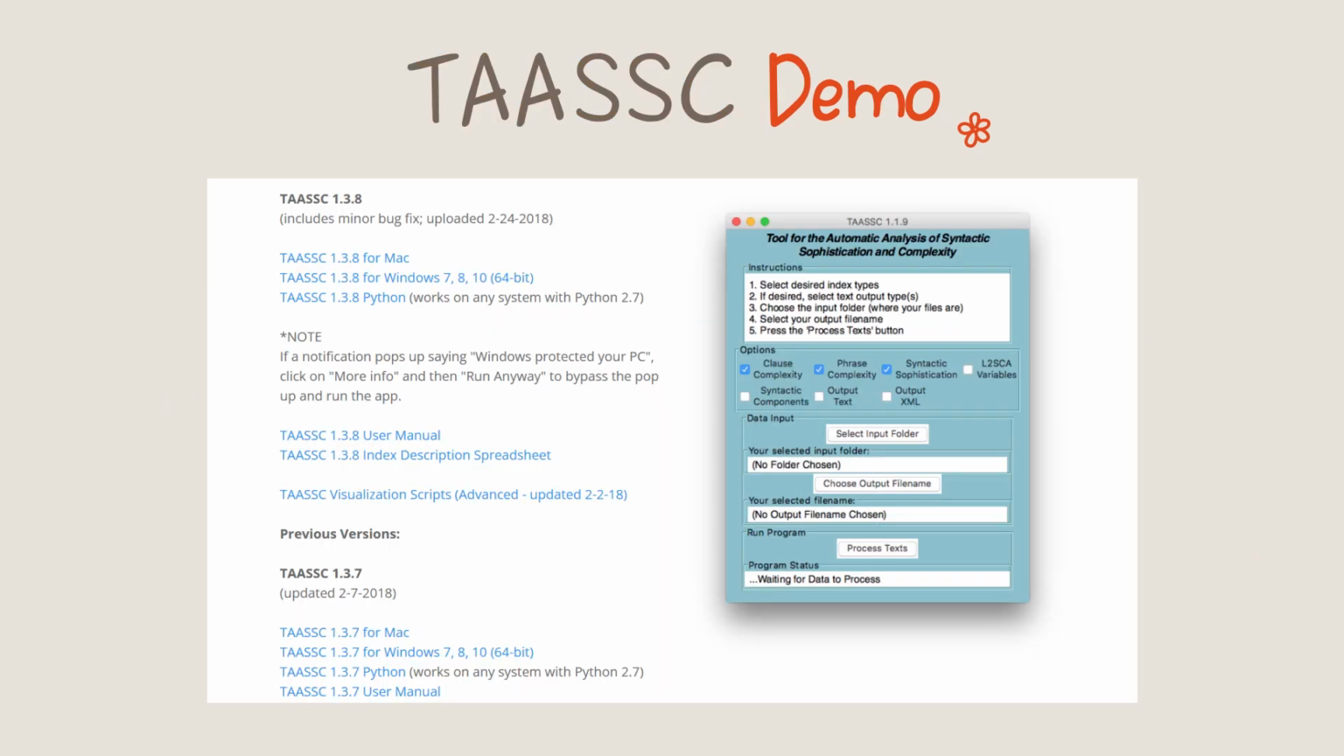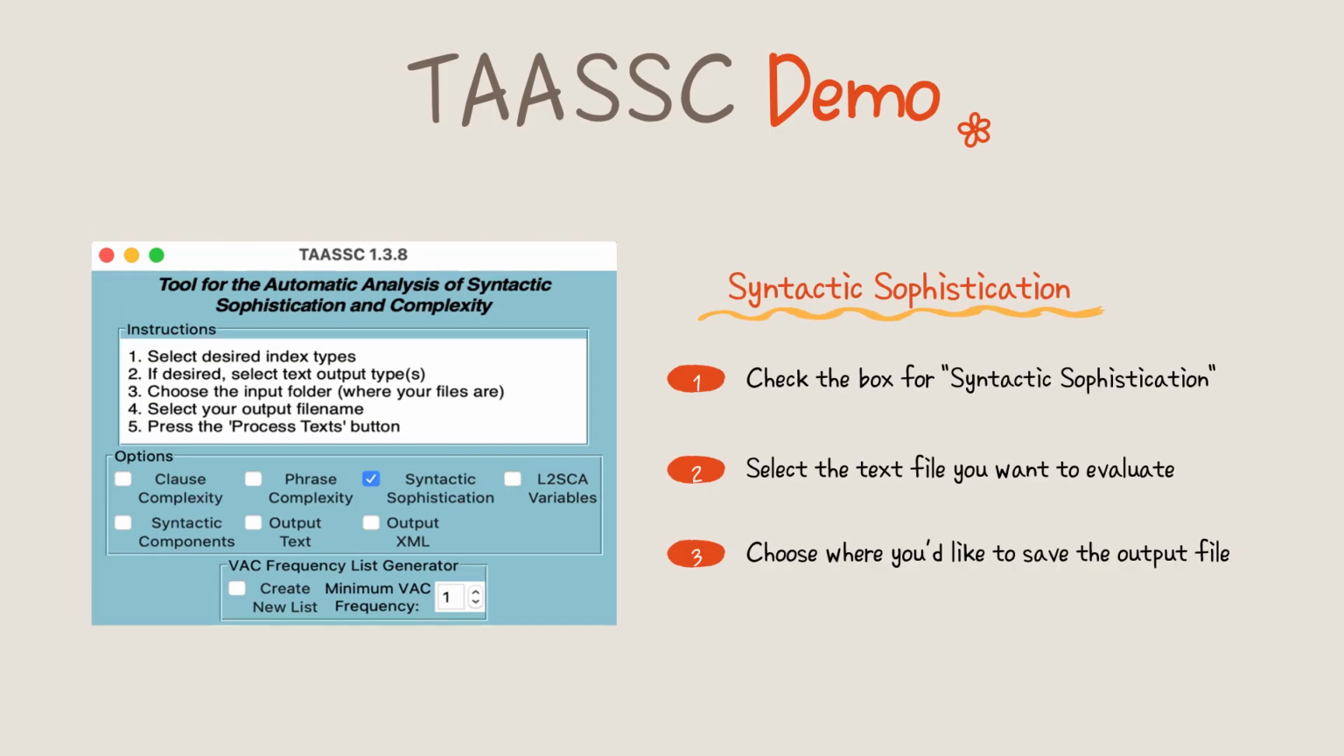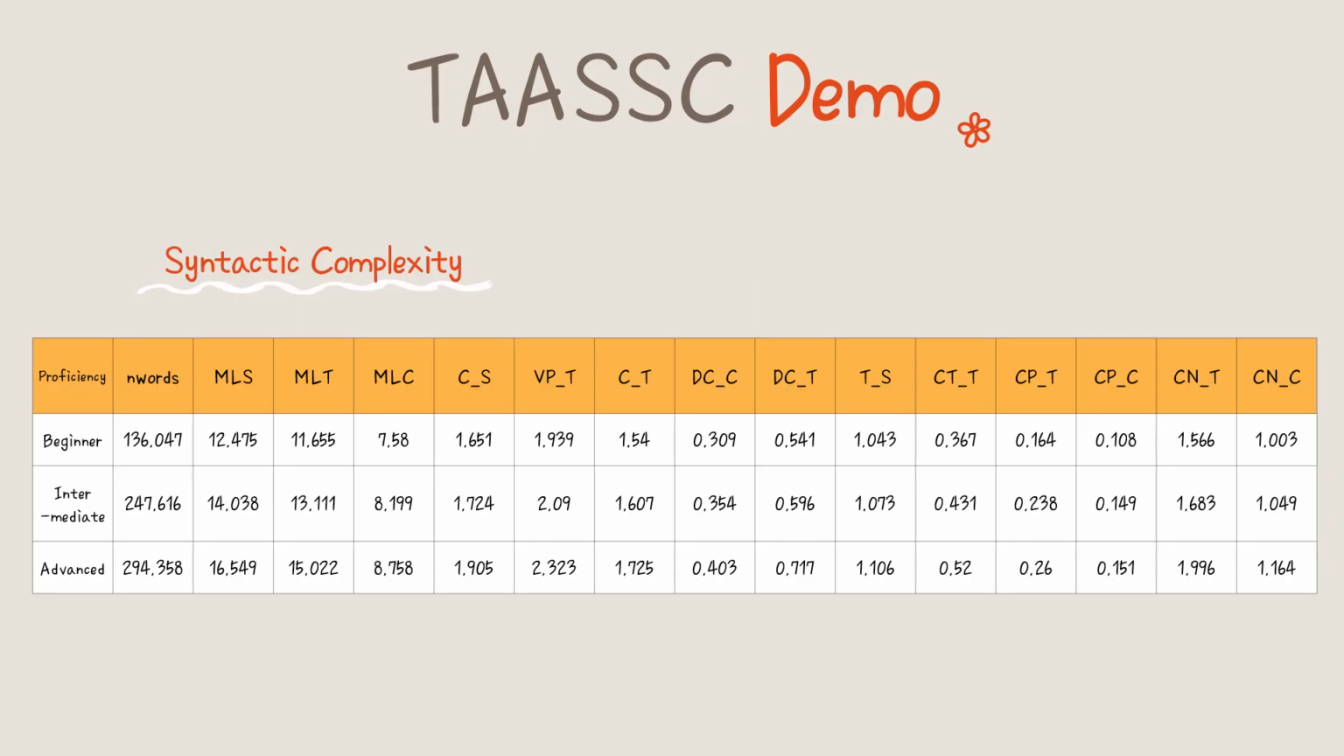Now let's try a quick demo with TAASSC. Just like before, download and open the TAASSC program. If you want to analyze syntactic complexity, make sure to check the box labeled L2 SCA variables. Then click Process Text to run the analysis. To measure syntactic sophistication, use the same program, but this time check the box for syntactic sophistication. Then run the analysis the same way. Try comparing your own results with the average scores.